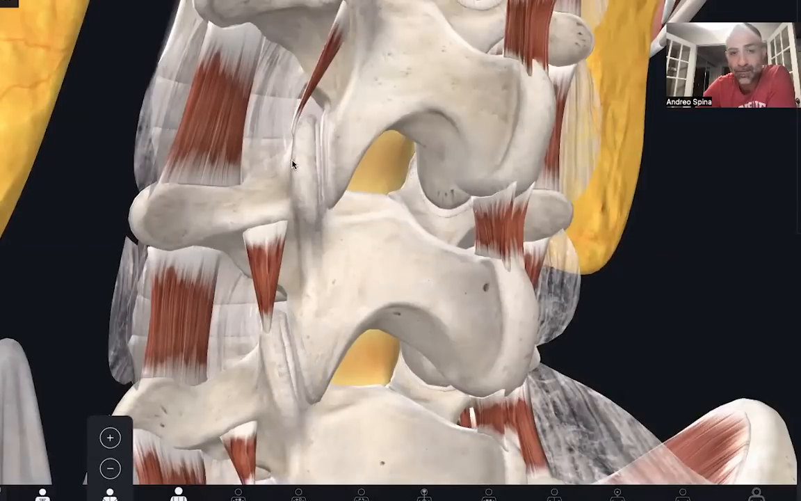Between two bones, we have a space that allows the two bones to move relative to one another, and that is what a joint actually is. It's the space between two bones that allows the two bones to move relative to one another.